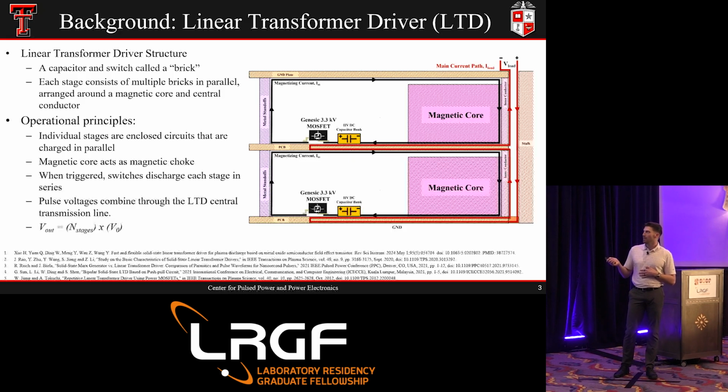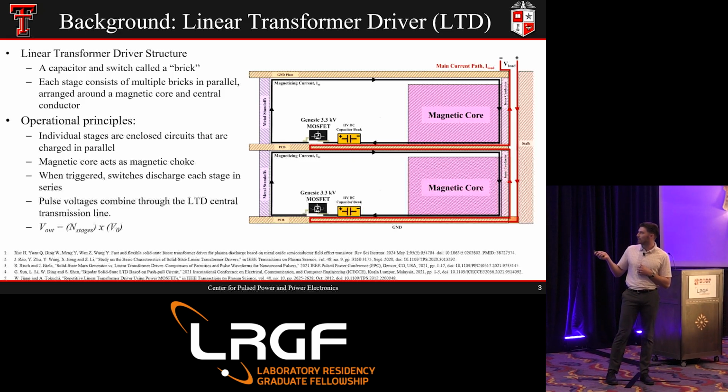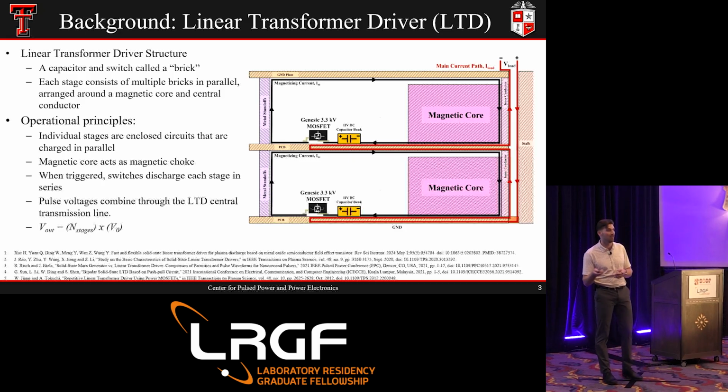What happens when you switch these on is you get a small current flow on the inside, but the magnetic core acts as a magnetic choke. It allows the high impedance path here to push the main current path to the other side of the conductor. And what that does is it allows the current density to go along the inner conductor here, which will then couple voltage onto the transmission line of the stack.